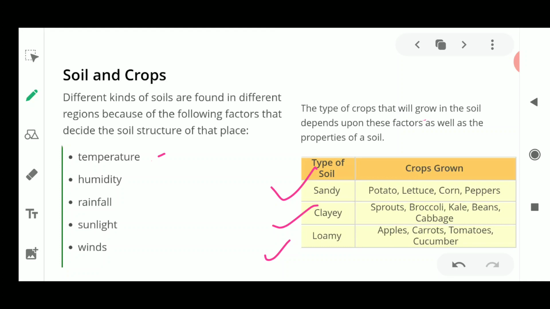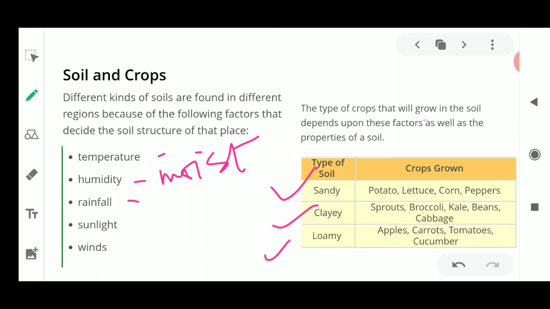Next, what is humidity? Humidity means the moisture content present in the air. Next, what is rainfall? Rainfall is the amount of precipitation a place is receiving. If the place receives a large amount of rainfall, the soil becomes clayey, because the bigger particles will be weathered off or crushed into smaller pieces, and the particles could cling together.